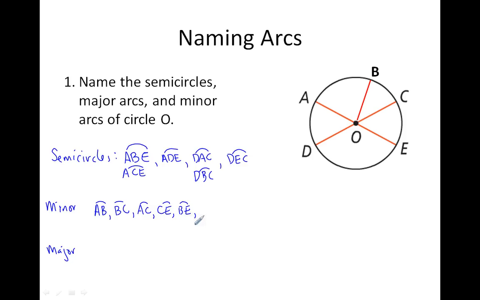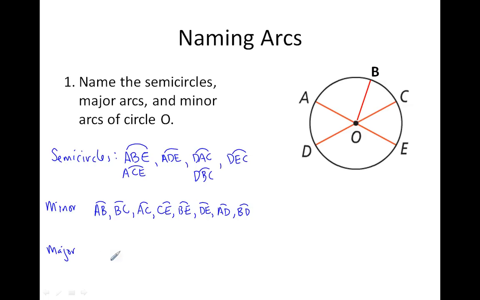If I go to CD, that's a whole semicircle, so I don't want that. But I can do ED, or I'm going to put them in alphabetical order, DE. I also have AD as I continue around my circle, and BD or DB, depending on how you look at it as you continue to go around the circle. All of these are minor arcs. And we typically list the minor arcs first because they're very helpful in identifying the major arcs.